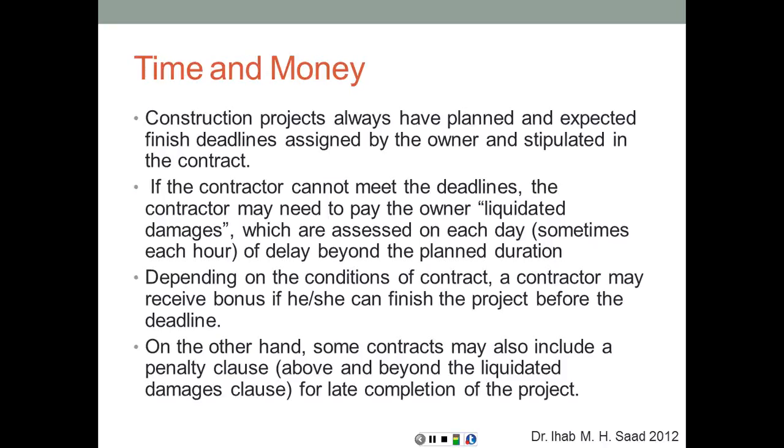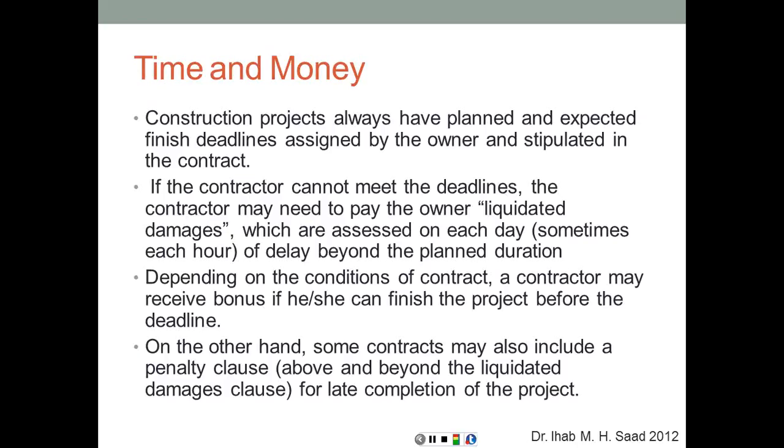So construction projects always have planned and expected finish deadlines assigned by the owner and stipulated in the contract. Whether the owner gives you 200 days, which are usually calendar days, to finish the project, or 300 calendar days or whatever, this is the time within which you have to finish that project. If the contractor cannot meet the deadlines, the contractor may need to pay the owner liquidated damages, which are assessed on each day, sometimes each hour, depending on the severity of the project, of delay beyond the planned duration.